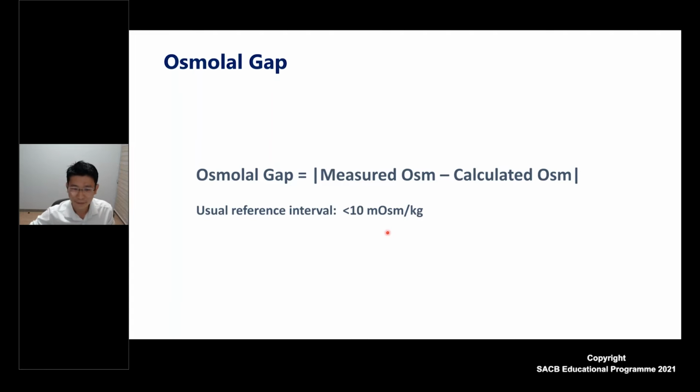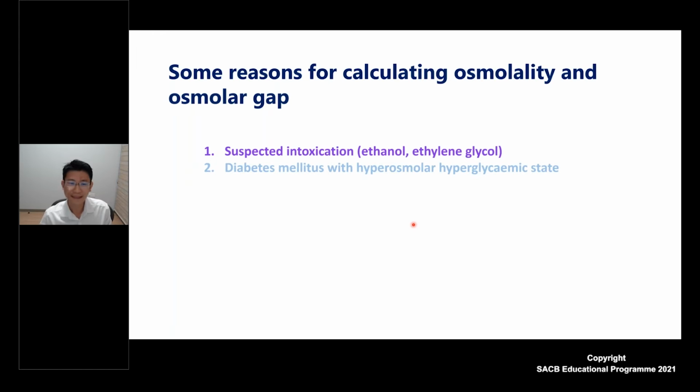Usually it's less than 10, but sometimes it can be more than 10. So why is it more than 10? One of the reasons is ethanol or ethylene glycol poisoning. The clinicians upstairs, if your lab is in the basement, will calculate osmolality and osmolar gap when they suspect certain things.